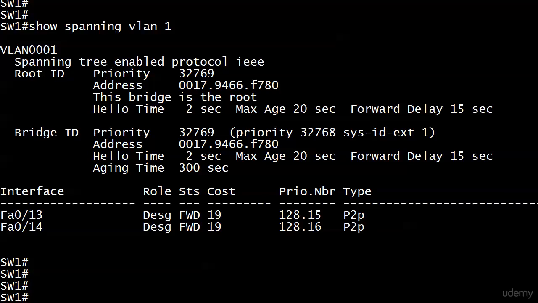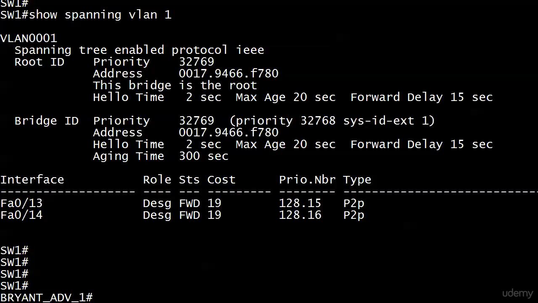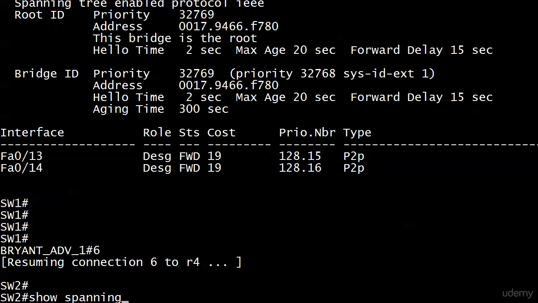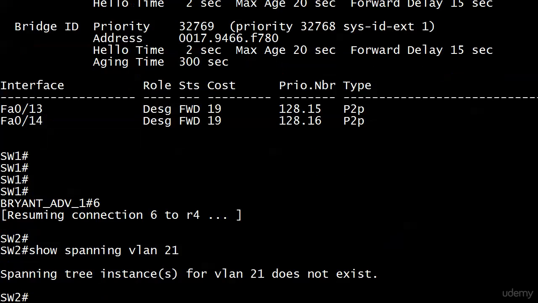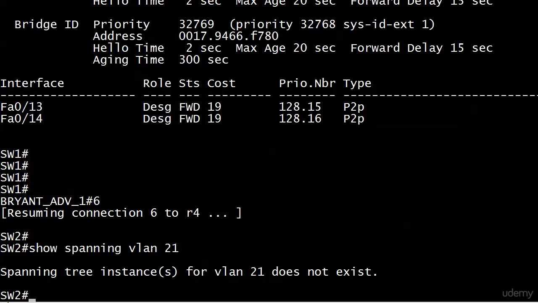Picking up right where we left off, let's head over to switch 2 and run show spanning VLAN 21 first. And you might say, hey, there was no VLAN 21. Well, yeah, that's absolutely correct. And I wanted to show you the message we get when you run this. And it doesn't mean anything horrible. It probably just means you mistyped a number.